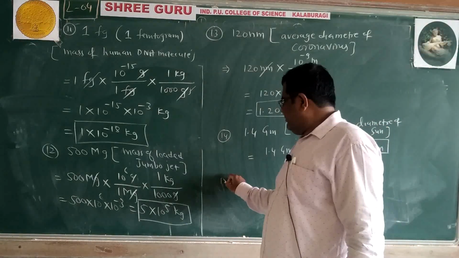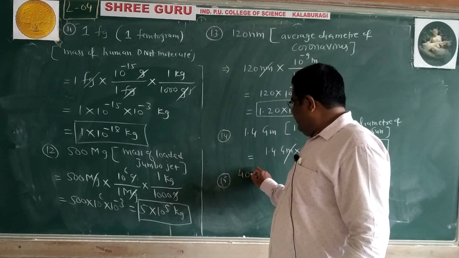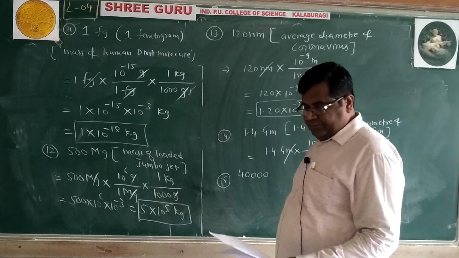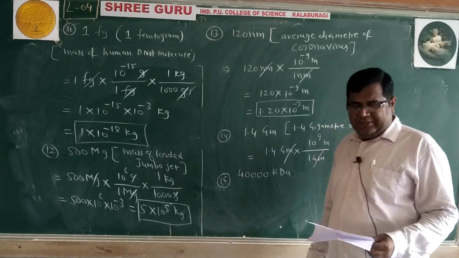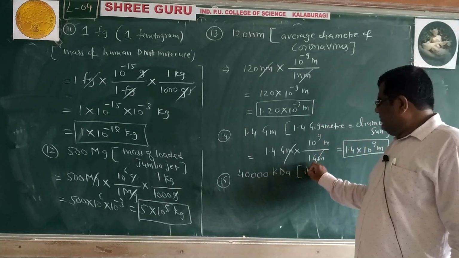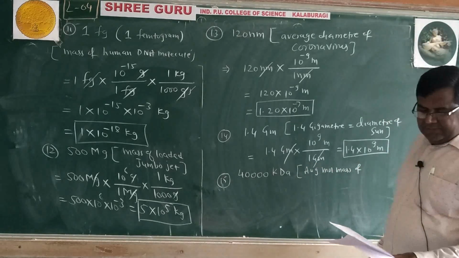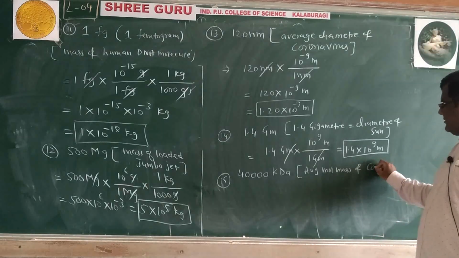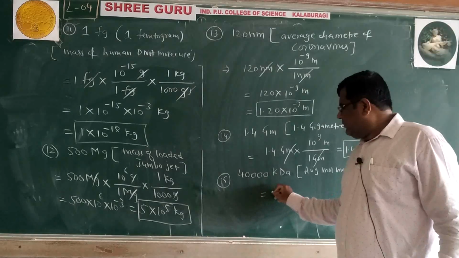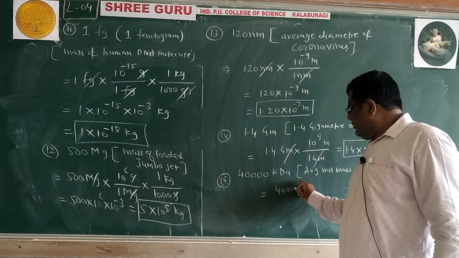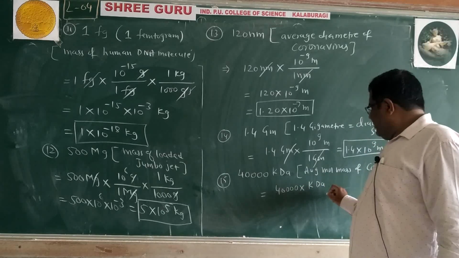Right. And then 15th one is 40,000 kilo Dalton, Dalton, which is the average molecular mass of coronavirus. So I write this 40,000 into kilo, and this is Dalton.